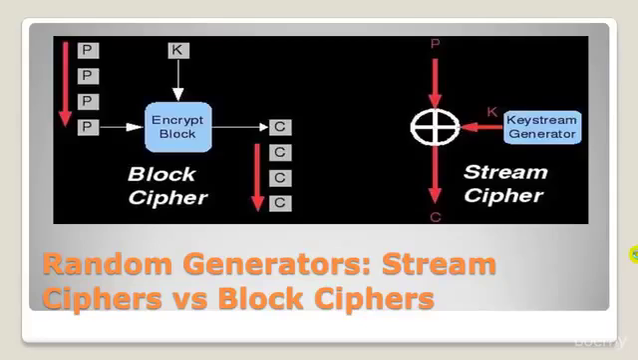As for block ciphers, the third type of primitive, and the most important in modern commercial cryptography, is the block cipher.